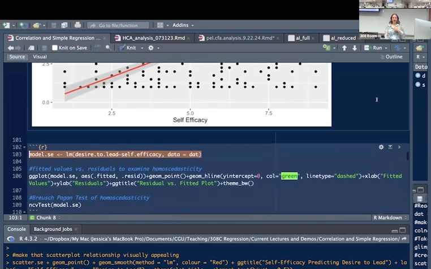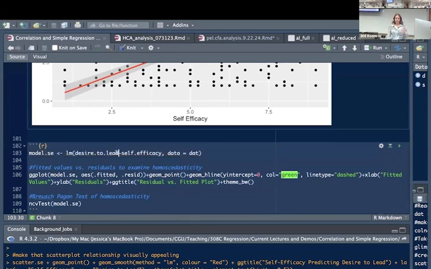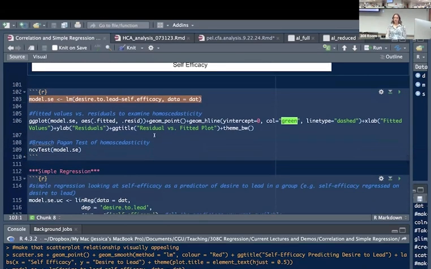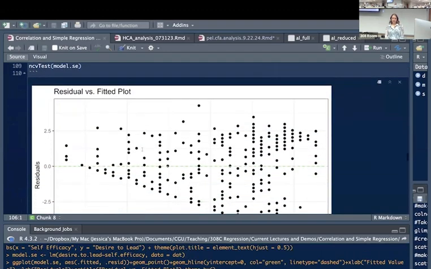But let's actually look at a residual plot. The first thing that you need to do when you want to see a residual plot is specify the model using the basic linear model code, which is just LM. So we're going to use LM and we're going to regress desire to lead onto self-efficacy. We're going to save that model, and then we're going to create a residual plot using that model. And here we go.